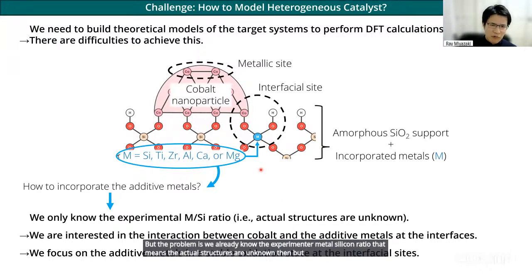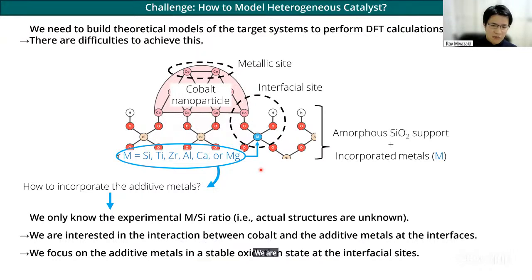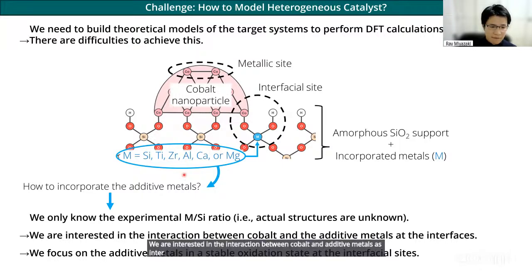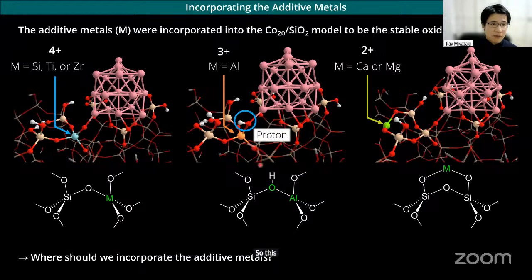Then we need to focus on the specific point of the catalyst. Now we are interested in the interaction between cobalt and additive metals at the interfaces. So I decided to focus on the additive metals in the stable oxidation state at the interfacial site. This is what I mean: I incorporated those additive metals while keeping the stable oxidation state of each metal.